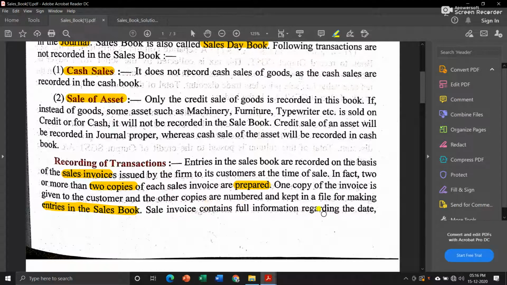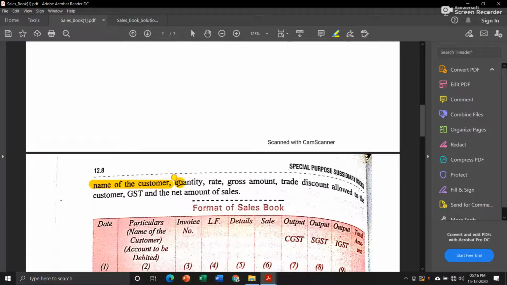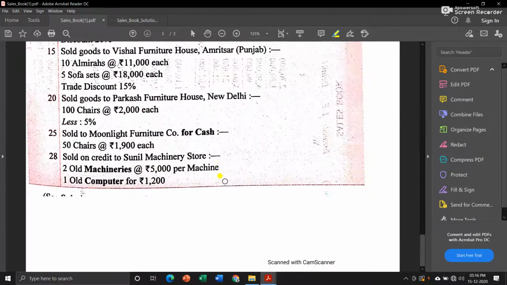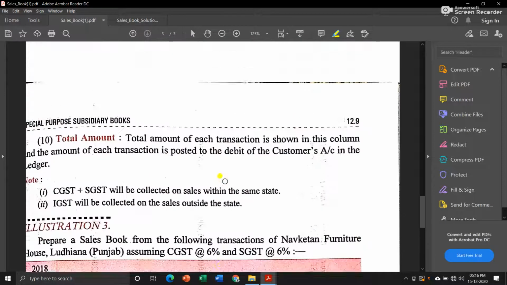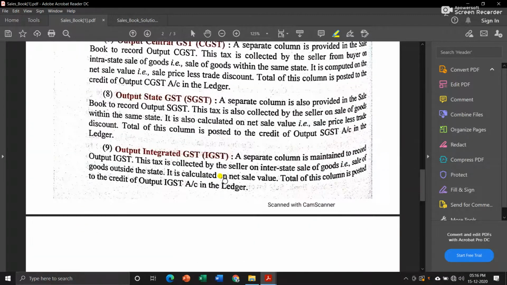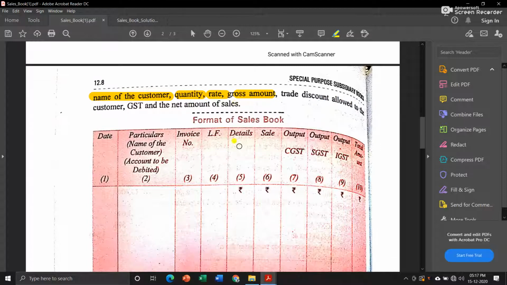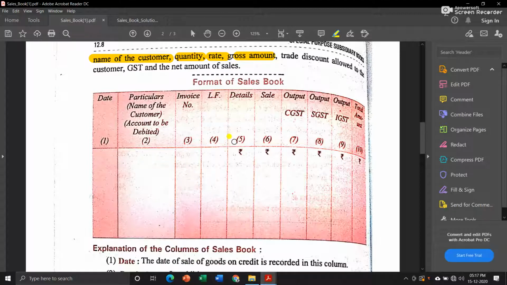Sale invoice contains full information like date, name of the customer, quantity, the information that is mentioned in the sales book are the date of the transaction, name of the customer, quantity, rate, then gross amount, trade discount allowed to the customer, GST, and the net amount of sales. Now here is the format for sale book. It is similar to purchase book, but there are slight differences.